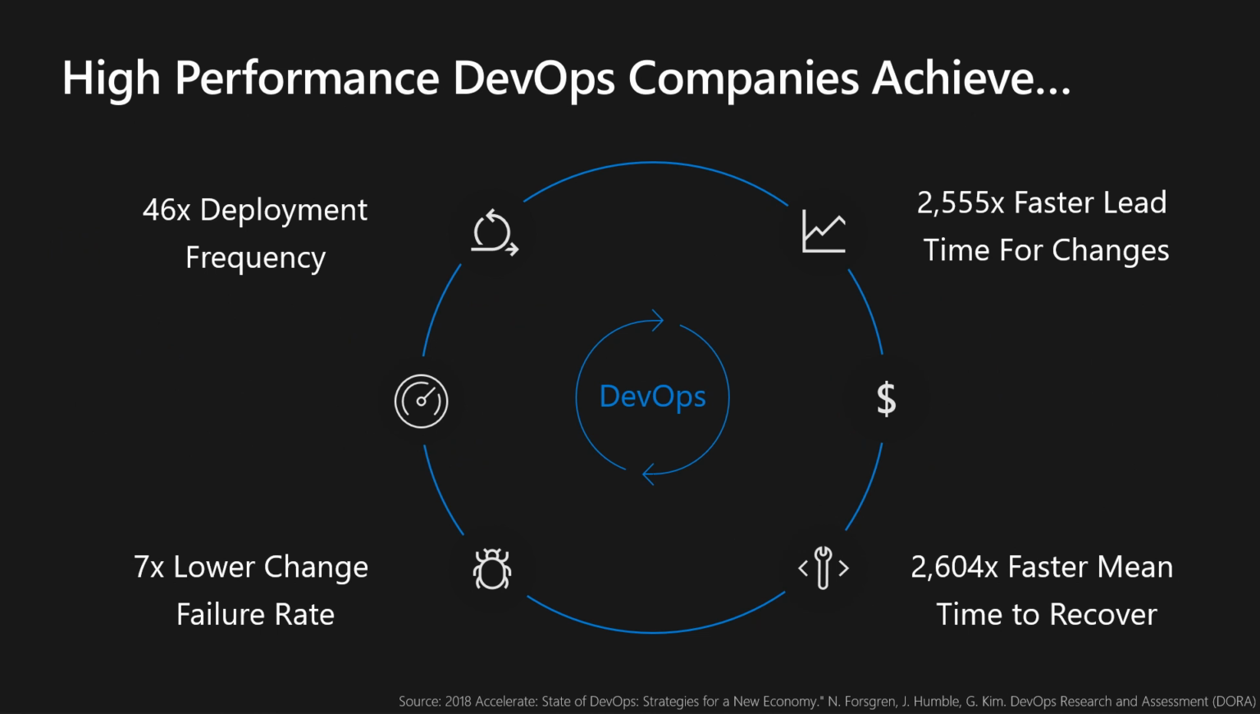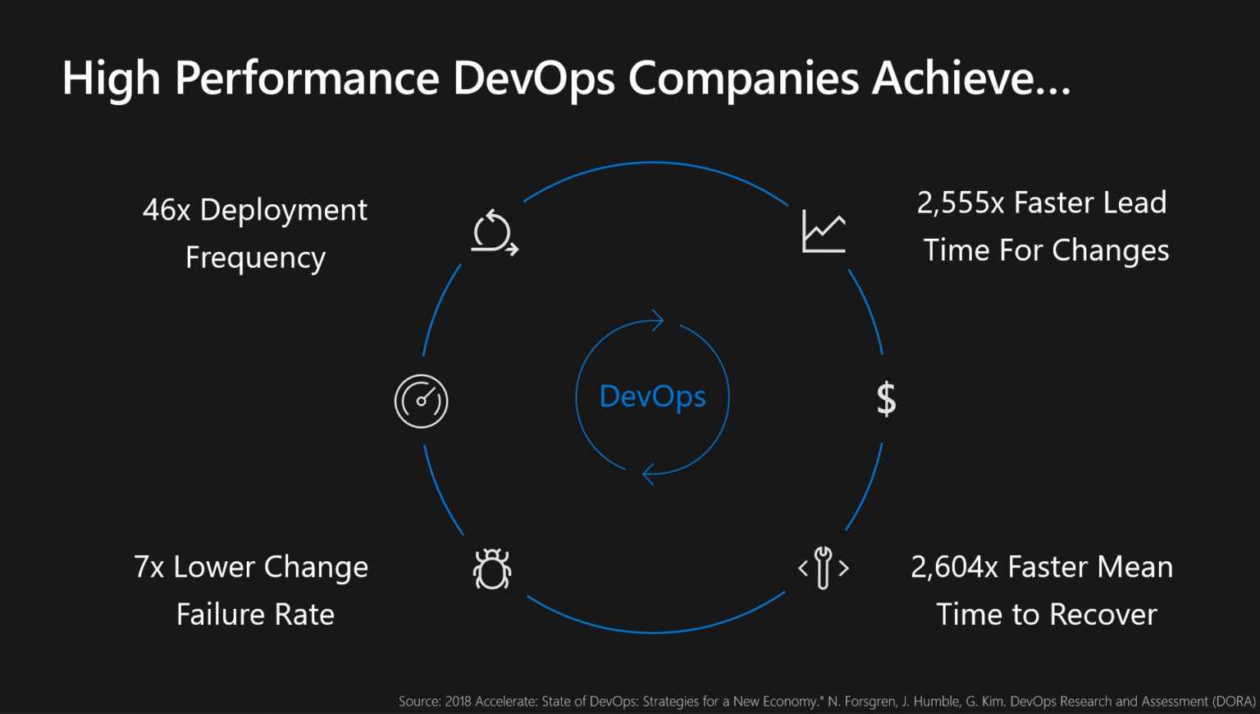There's a couple of studies that have been done on DevOps, and they basically came to the conclusion that high-performing DevOps companies deploy 46 times more frequently than non-high-performing DevOps companies.